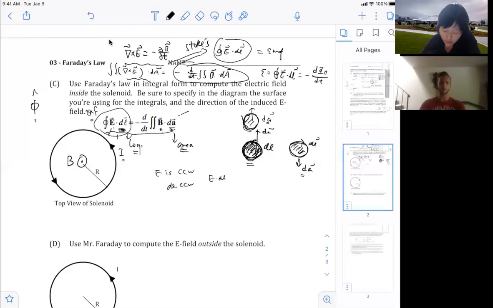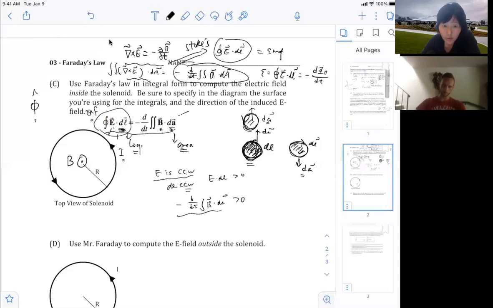So E dot dL will be larger than 0, and d/dt of B dot dA should also be larger than 0 because they're equal. So only if you're careful with your choice of your directions, then you can get the correct direction for your EMF.